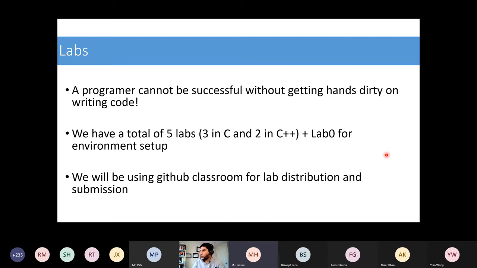In addition to Lab Zero. Lab Zero is nothing other than an environment setup, right? So it's all to get you ready for starting the labs. The other thing that is very important about the labs, similar to past years, is that we're going to use GitHub Classroom for that. And Lab Zero again has all the details of what you need to do for GitHub Classroom. By the way, the Lab Zero document is already on Avenue as well.